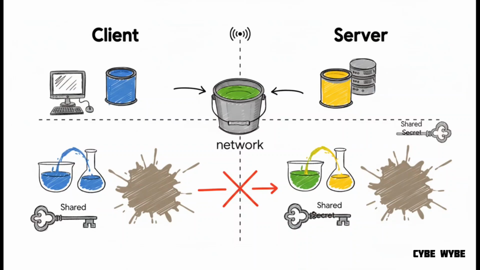You each mix the yellow with your own secret color and send those mixed results to each other over the network. Now, anyone can see these mixed colors, but then, and here's the magic, you each mix the color you just received with your own original secret color, and in the end, you both magically arrive at the exact same final secret color without ever having sent it directly. That shared color, that's the secret key.